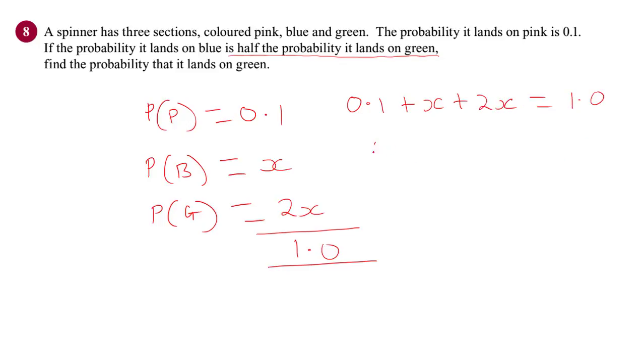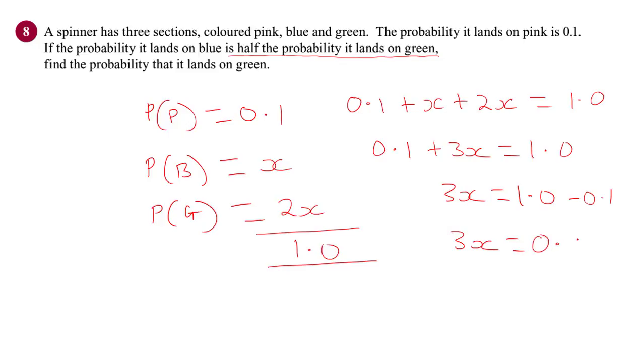Okay. Then simplifying that, you put all the x's together. I've got 3x plus 0.1 equals 1.0. Okay. Now to find what x is, I need to do the inverse with this 0.1. I need to take it away from the other side because it's positive. So 3x equals 1.0 minus 0.1. That means 3x is going to be equal to 1.0 take away 0.1. If you do that properly, it's going to be 0.9.